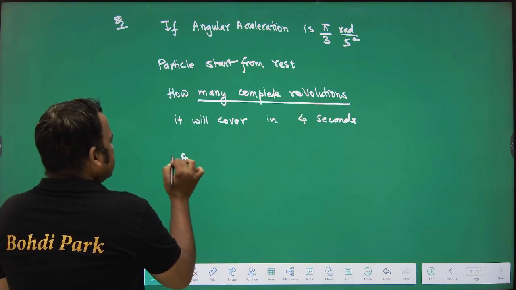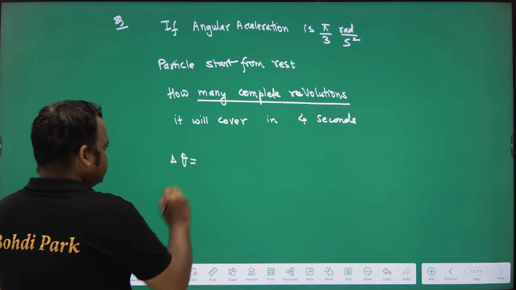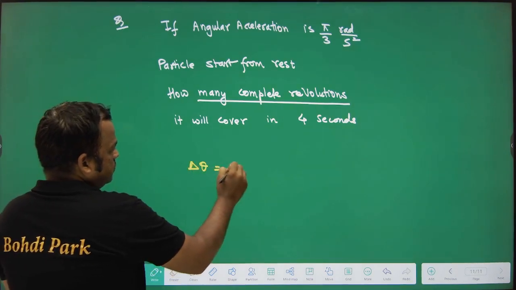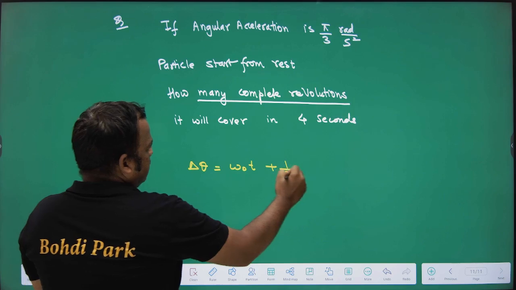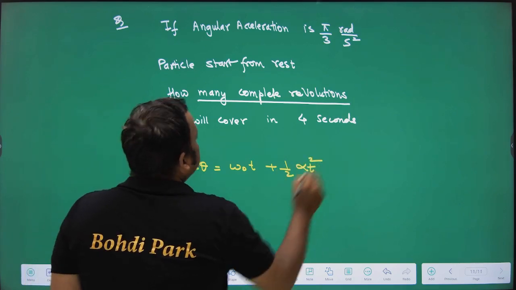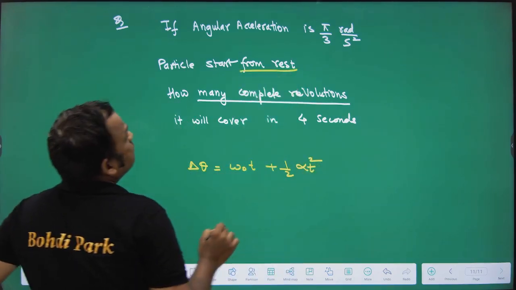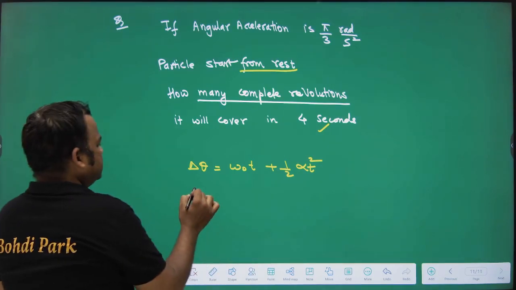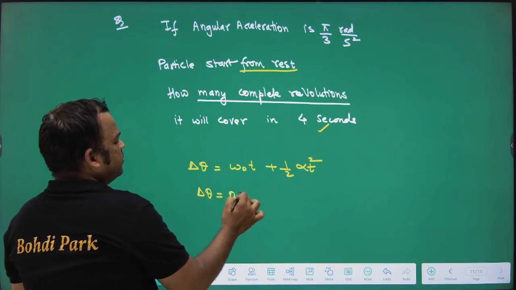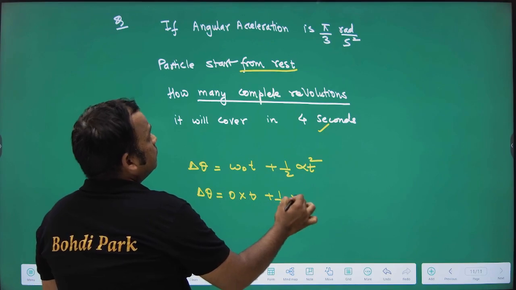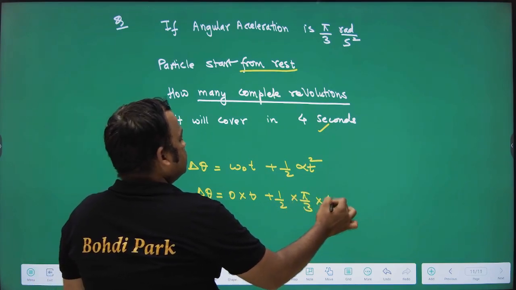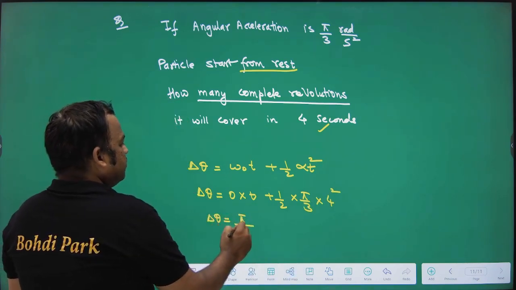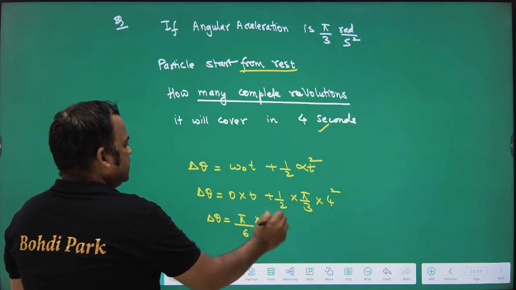So we will use delta theta is equal to omega naught t plus half alpha t square. Now starting from rest, and alpha is given as pi by 3, time is also given as 4 seconds. So delta theta is equal to 0 into t plus half into pi by 3 into 4 square. So we have delta theta is equal to pi by 6 into 16.